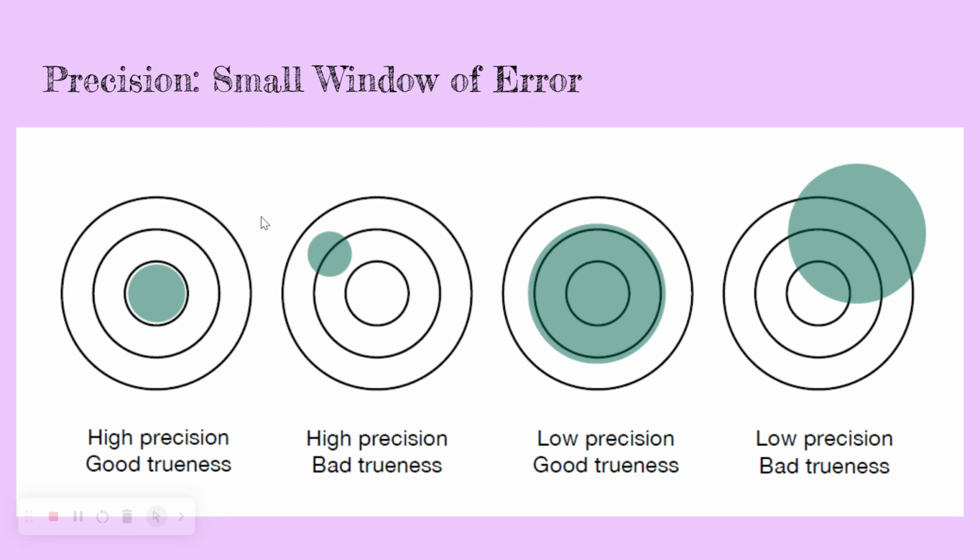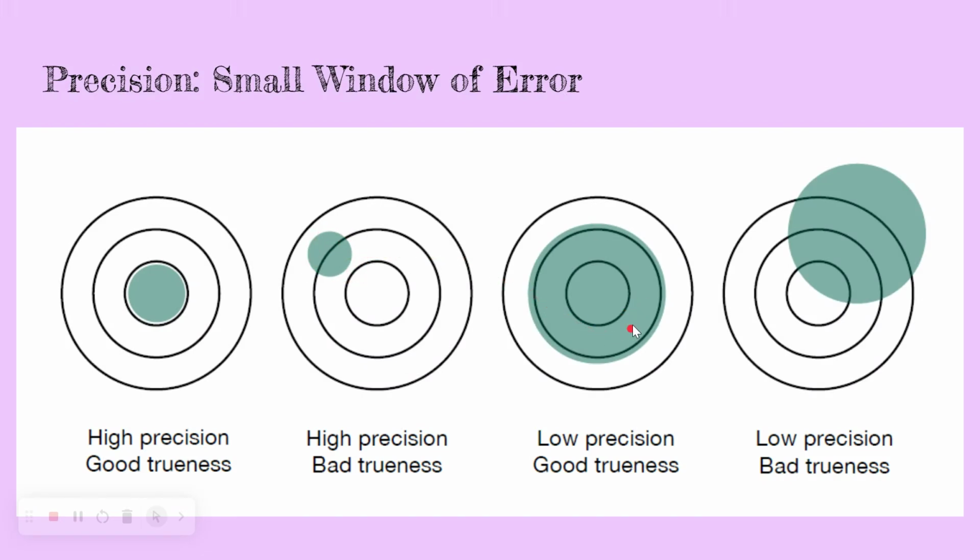So here's another example with the targets. High precision, good. Here's another word they use is trueness. Instead of accuracy, they say it's trueness. It's true to the value. High precision, good trueness. High precision, bad trueness. But again, it's good precision because all the data is close, right? It's not covering a bunch of different spaces. It's all relatively close to each other.